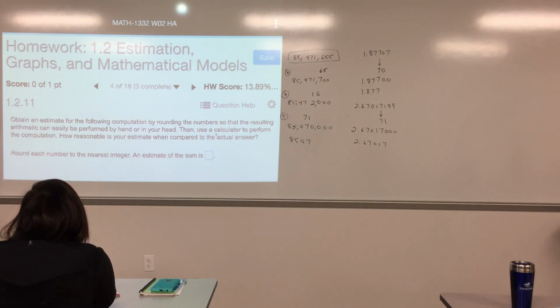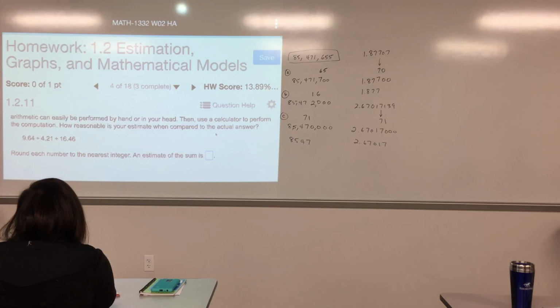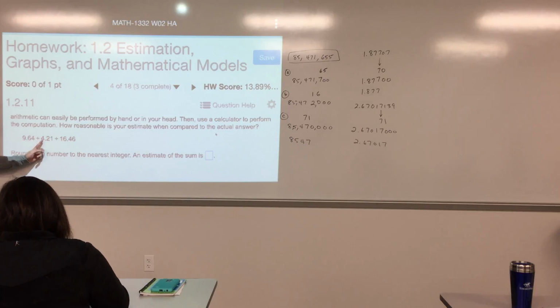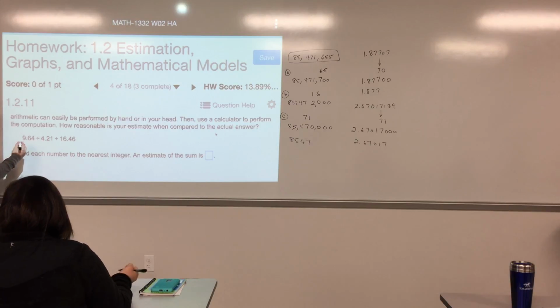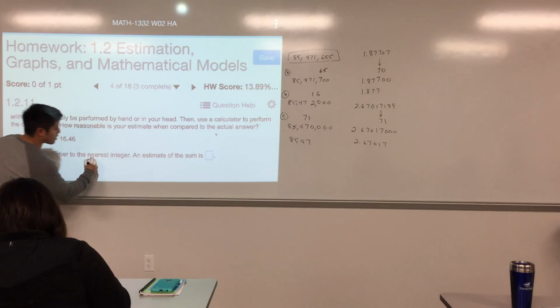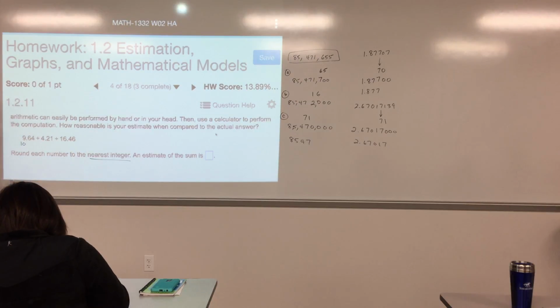And so you actually need to see it. Yeah, 9.64 plus 4.21 plus 16.46. Let's do this together. What do you guys all think? 9.64 could round to what? 10. Because they say round to the nearest integer, what they're essentially saying is we don't want any decimals.